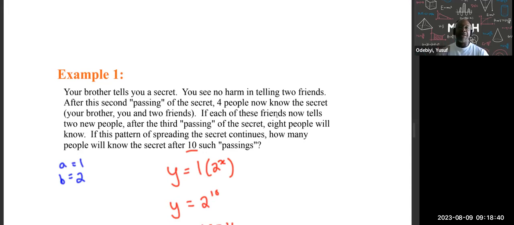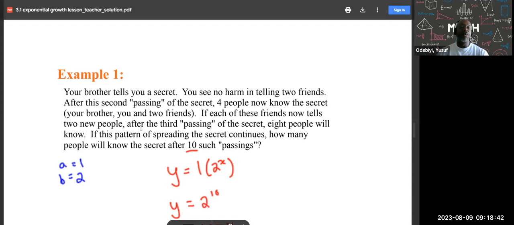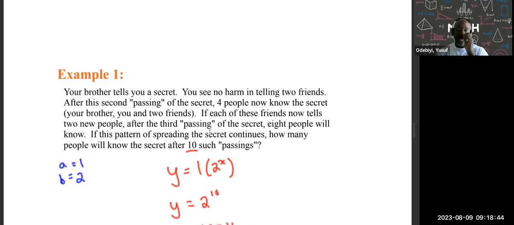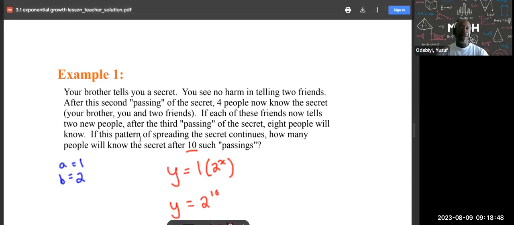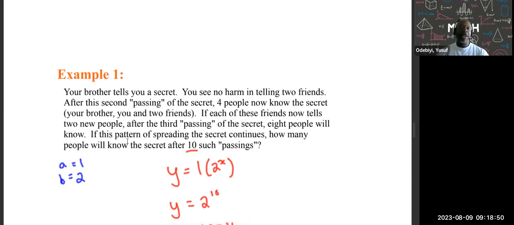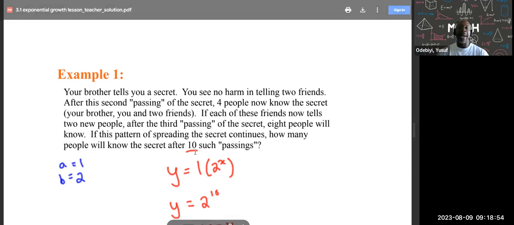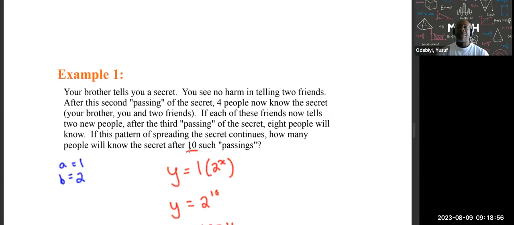If each of these friends now tells 2 new people after the third passing of the secret, 8 people will know. If this pattern of spreading the secret continues, how many people will know the secret after 10 passings? Okay, so each person's telling always 2 other people. That's basically, it's doubling, right?